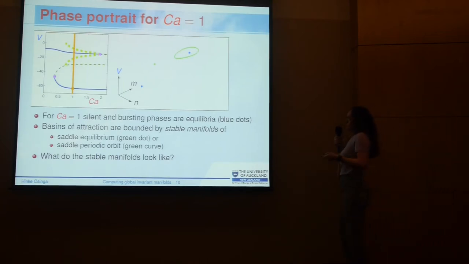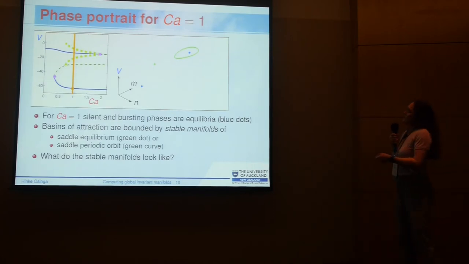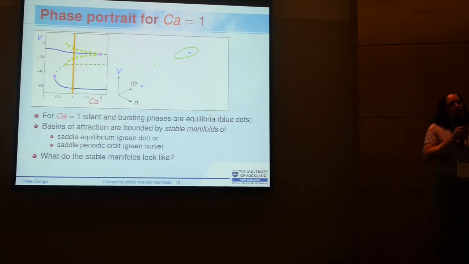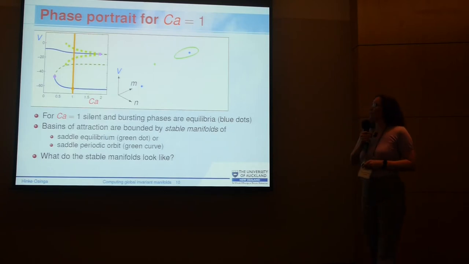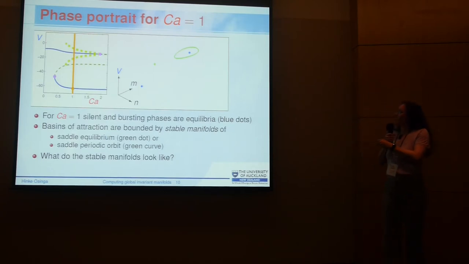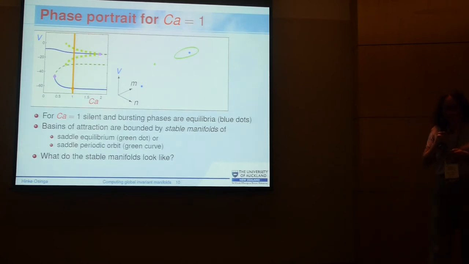And so you really need to understand how this phase space is organized. The first thing to realize is where actually is the basin of attraction of that upper state. And there are two candidates here because basins of attraction are typically bounded by stable manifolds. And I have two saddle objects. I have a periodic orbit and I have an equilibrium. And so the first question is, what do these manifolds actually look like?